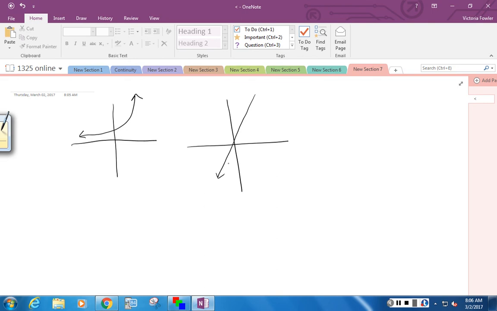We can clearly see on each one of these, as I go from left to right, my y values are increasing, or the graph is going up. So even something that looks like this. So all of these are examples of increasing functions.